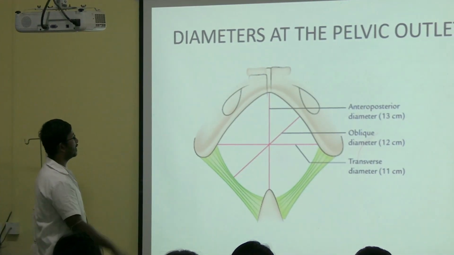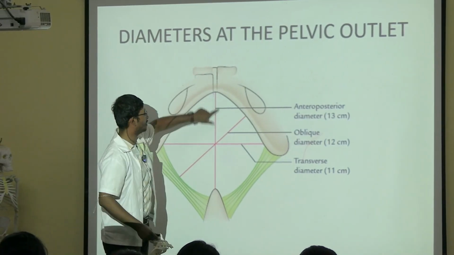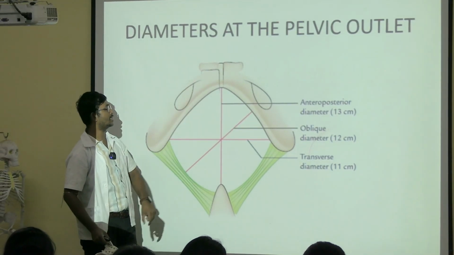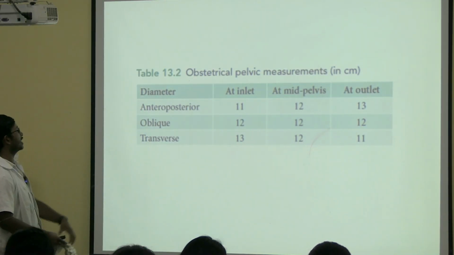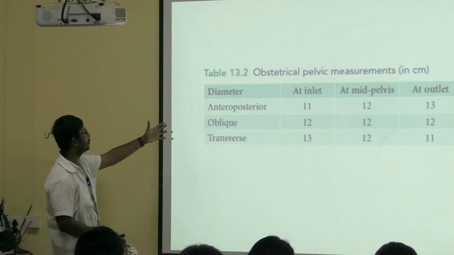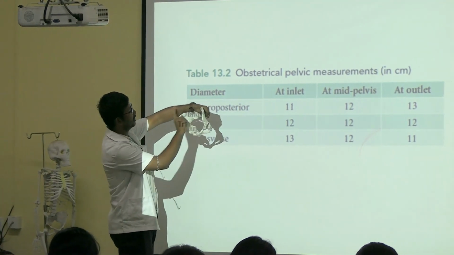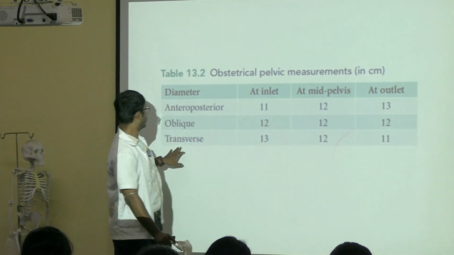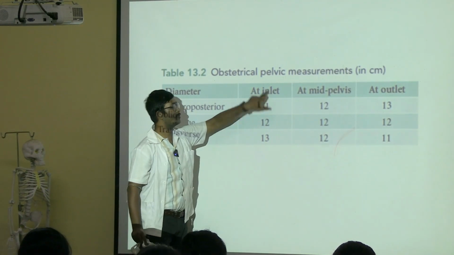So similarly on the pelvic outlet, here the opposite thing happens. The antero-posterior diameter is the longest one, that is 13 centimeter. So these are the various measurements. Here as you can see, the antero-posterior diameter, that is this diameter, is more in case of your pelvic outlet, but it's the least in case of your pelvic inlet.